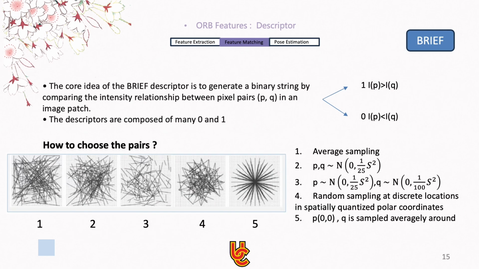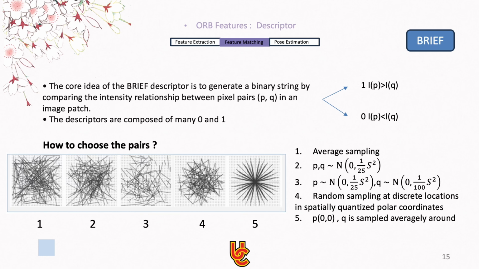We already know how the oriented FAST achieves direction invariance and scale invariance, and how it works. Now we are talking about feature matching. Mainly we use the BRIEF descriptor to do that. The core idea of the BRIEF descriptor is to generate a binary string by comparing the intensity relationship between pixel pairs, P and Q, in an image patch.